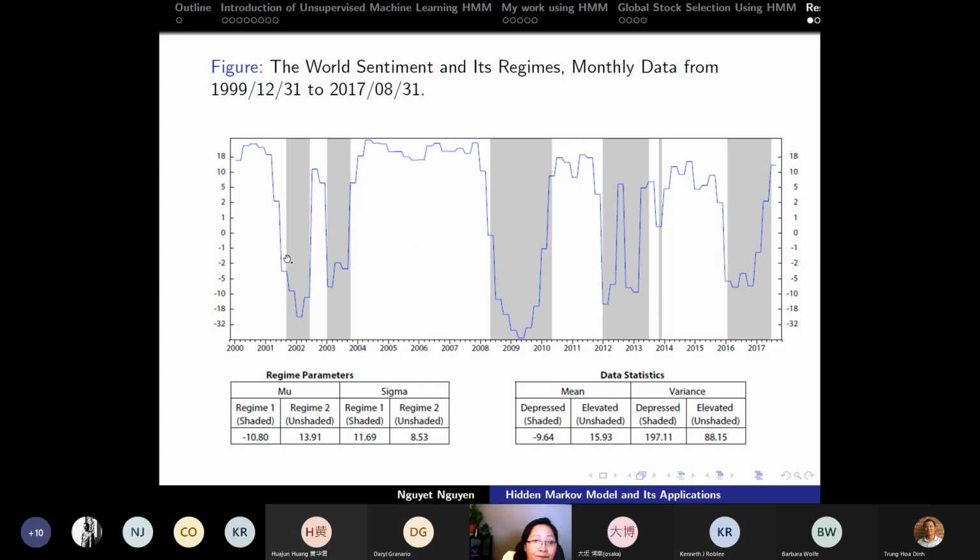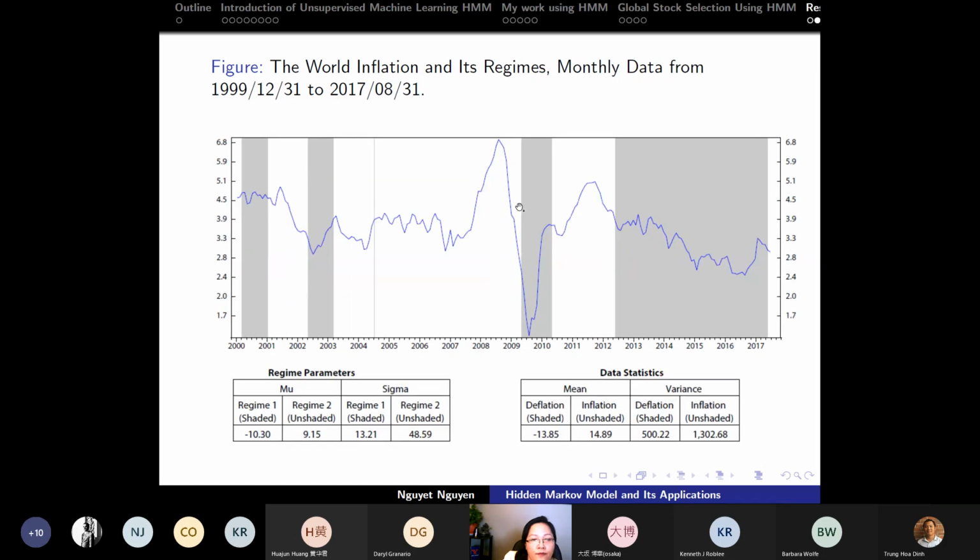For example, when you see the data going down right here, this one belongs to state 1, or regime 1. Regime 1 is right here. So you see that the model detects the regimes of the observations. This is the first step, and it is the same for the other economic indicators too.